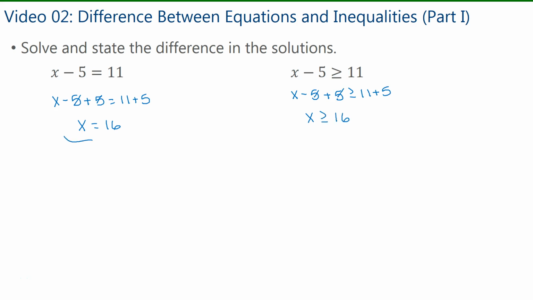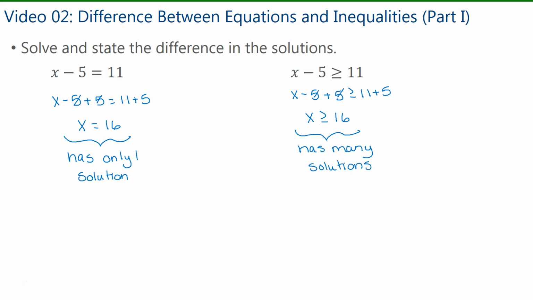So the difference here is that this equation has only one solution. There is only one value that makes that equation true, 16. Whereas for the inequality, this has many solutions. Any value that is greater or equal to 16 will make that inequality true.